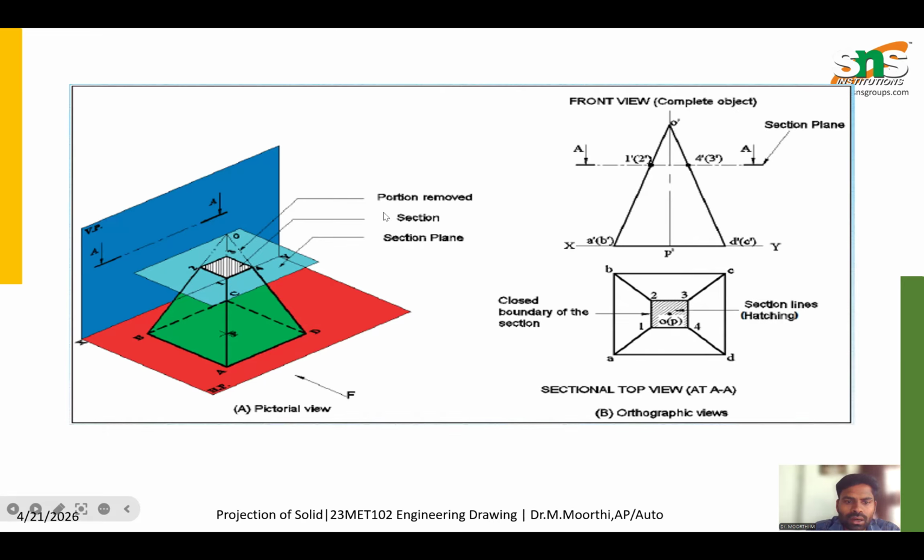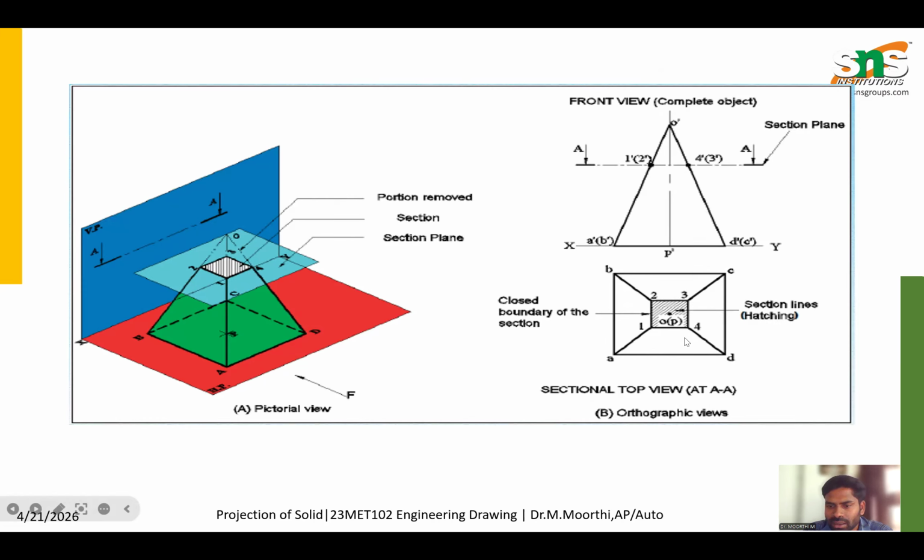Here A is the section plane, and the portion removed is represented by the hidden line, and the hatched portion is represented as the section of the solid. In the front view, we are generally following first angle projection, where the front view is represented in the vertical plane and the top view is represented in the horizontal plane. In the front view, A is the section plane, passing through the solid and parallel to the base.